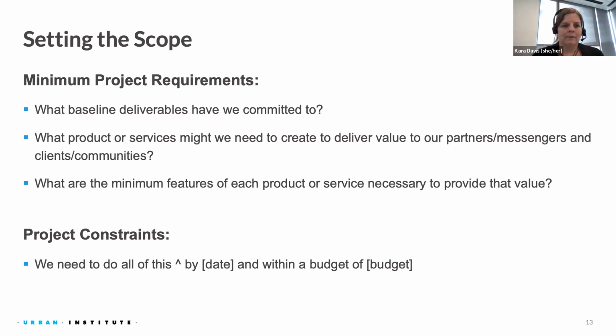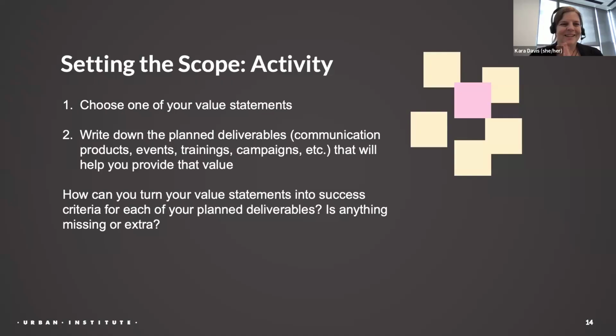So in this next exercise, lots of exercises here, guys. We want to take one of the value statements and think about all of your planned deliverables that are part of your project. Map them to that value statement and think through how exactly they meet the value. How could you turn that statement into a success criteria for the thing that you're building?